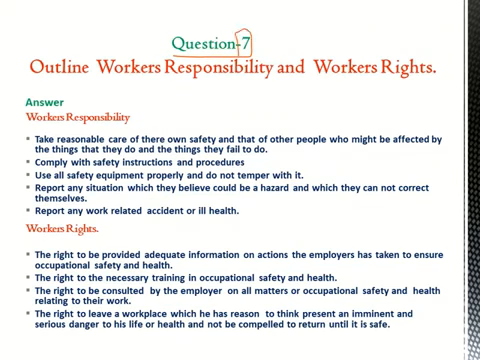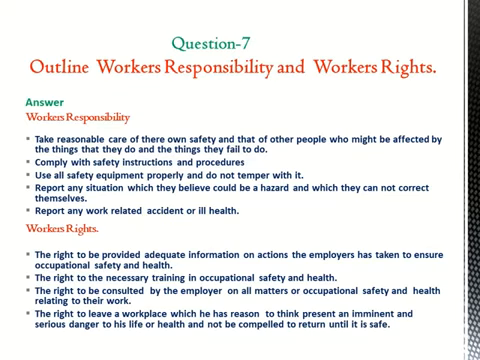The 7th question: outline workers' responsibilities and workers' rights. It is not so frequently asked, but sometimes the NEBOSH asks these questions. Responsibilities can be asked or workers' rights can be asked. These questions can be asked at the same time in one question. The marks will be increased if they ask both responsibilities and workers' rights.